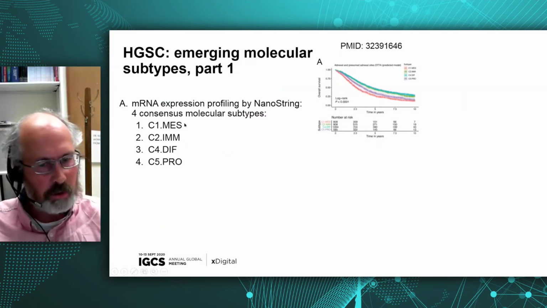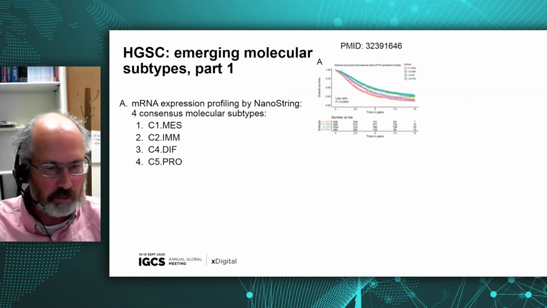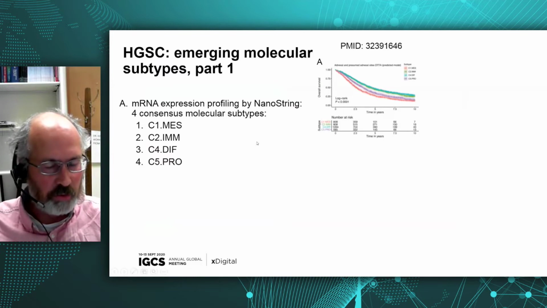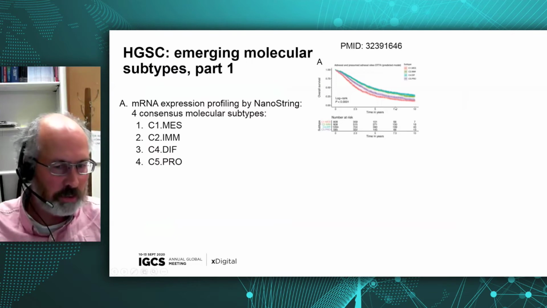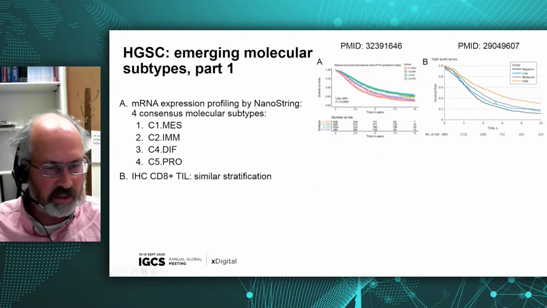For high-grade serous carcinoma, Tothill and the TCGA proposed 4 molecular subtypes by mRNA expression profiling. This recent work here now created consensus molecular subtypes based on a robust NanoString platform. To me, this is an example of the highest scientific standards in how the ovarian cancer research community can reach consensus while avoiding the chaos we see in other fields. However, a similar stratification can be achieved by a simple IHC stain, and this is a quantification of tumor-infiltrating lymphocytes by CD8.